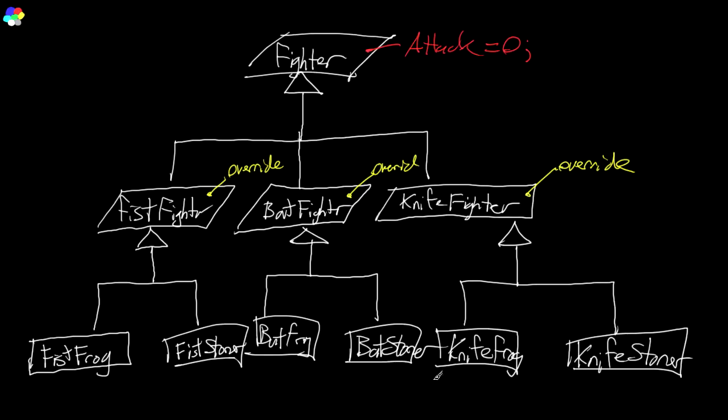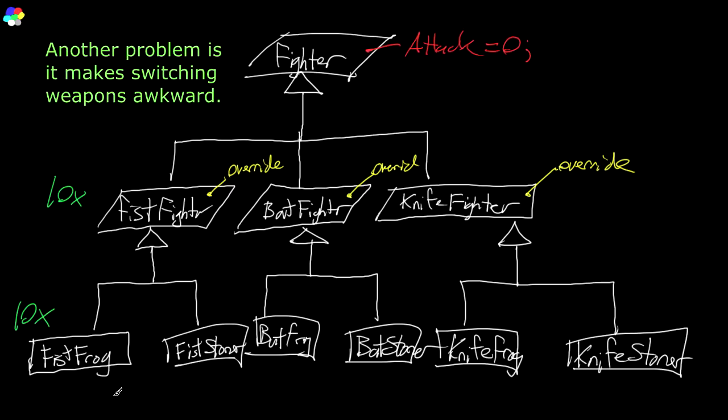Now look at this. This is terrible for a number of reasons. First of all, you're going to have an explosion of types with this kind of inheritance. Let's say you have 10 kinds of weapons and 10 kinds of fighters. That means at the end of the day, you're going to have 100 different concrete fighter types with the combination of weapon and fighter. That is terrible. The other thing is, if you look at fist frog, bat frog, and knife frog, you're still going to have to implement their special. And their specials are going to be the same, so you're going to have to copy and paste that code here, here, and here, which we generally don't like to do.